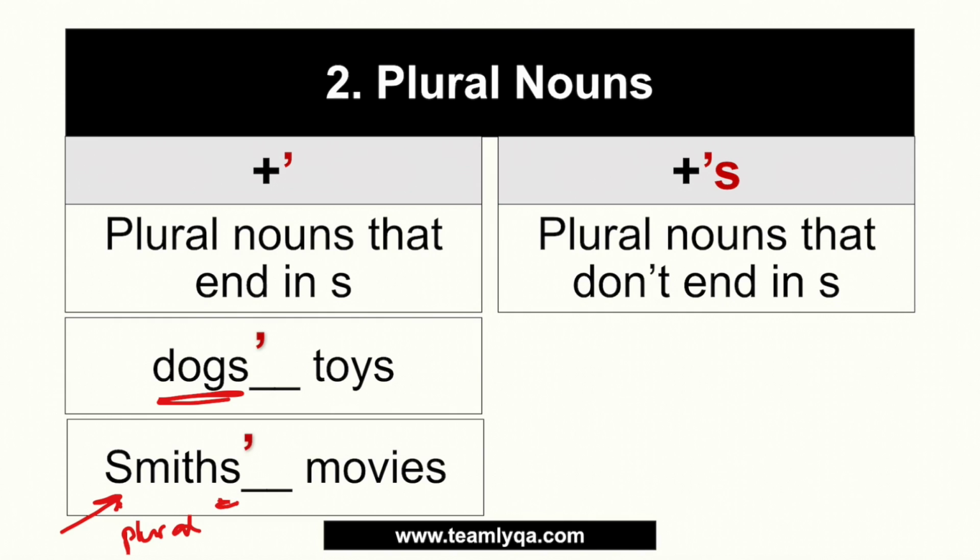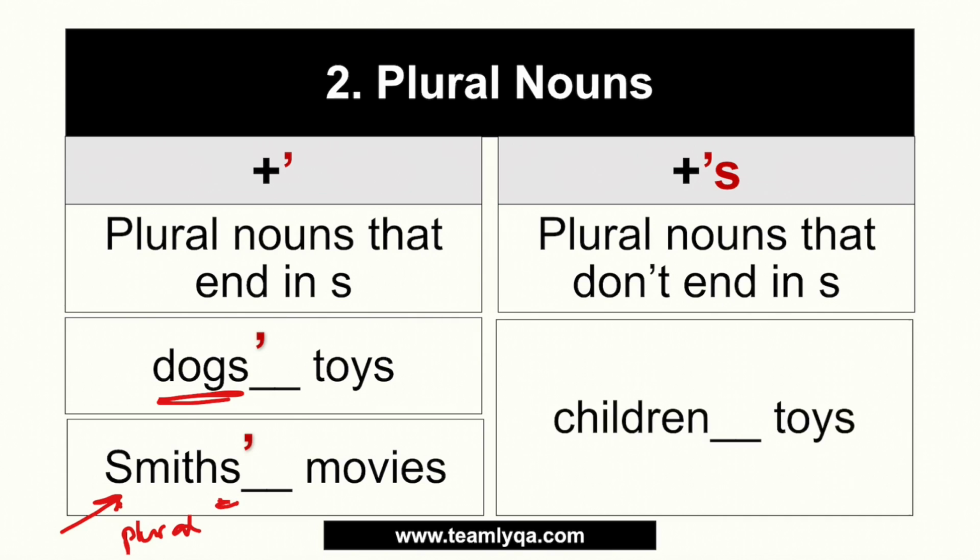Okay? Now, plural nouns that don't end in S, that we have this as an example, children, blank, toys. Dahil yung children, plural siya, pero wala siyang S, ang idadagdag natin, instead of just an apostrophe, would be apostrophe S. Kasi it should sound as children's toys. Alright? So, again, sa plural, apostrophe lang kapag may S na, apostrophe S kapag walang S yung noun.